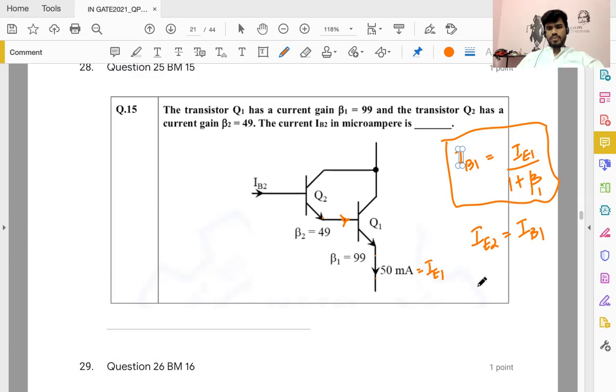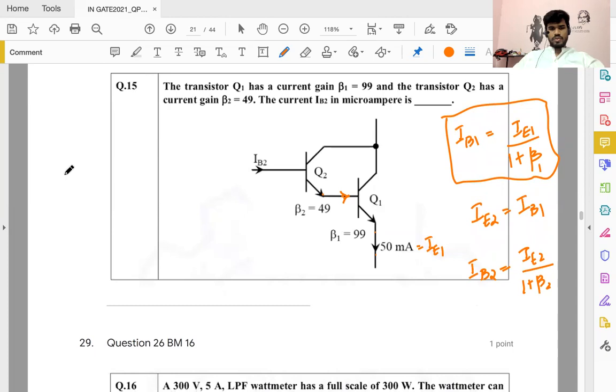And once you know emitter 2, again, the base current is obvious. Take IE2 by 1 plus beta 2. That's it. Notice at the end of the day, your IB2 that you're looking for should be 1 by 1 plus beta 2 into IE2. IE2 is IB1. IB1 is IE1 by 1 plus beta 1. IE1 is known, so just plug in these values, you should get an answer. Okay, and this is the only relation you have to remember.